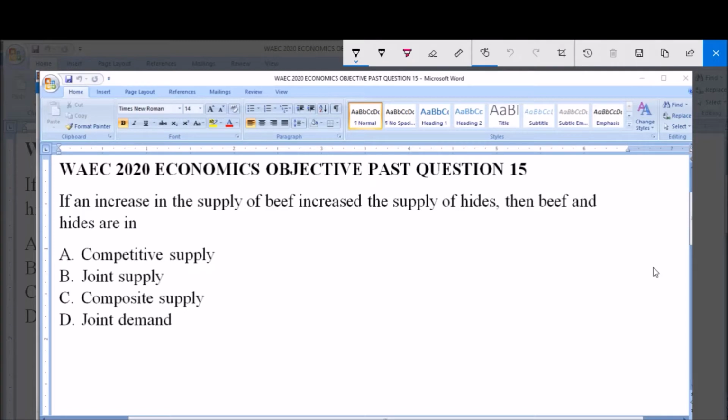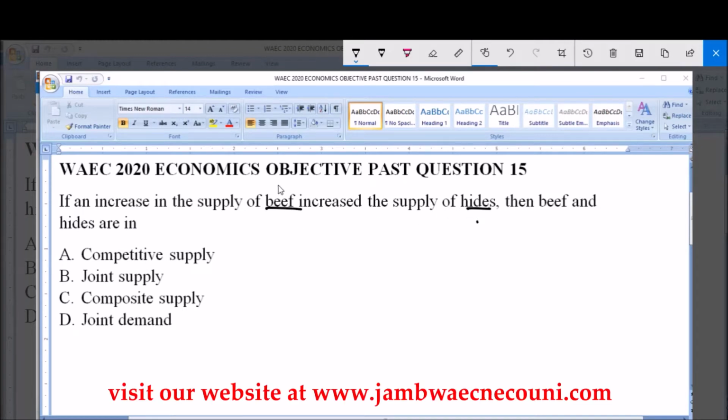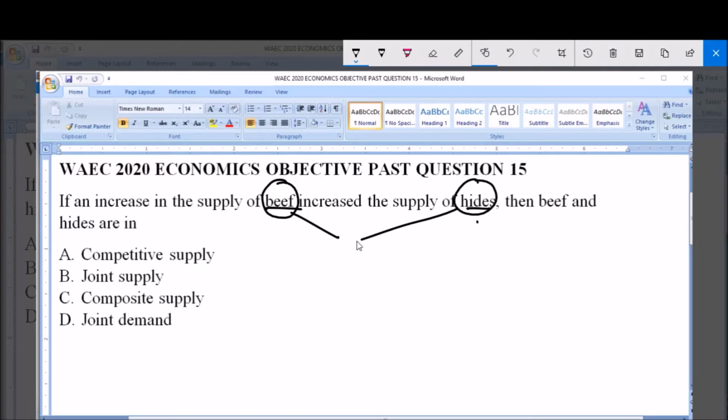So we are asked what happens when you have two products, hides and beef. And here we said the increase in supply of beef increased the supply of hides. Now, both of these products are gotten from the same source, that is cattle. And when you have two products obtained from the same source, it is linked to the type of supply known as joint supply.